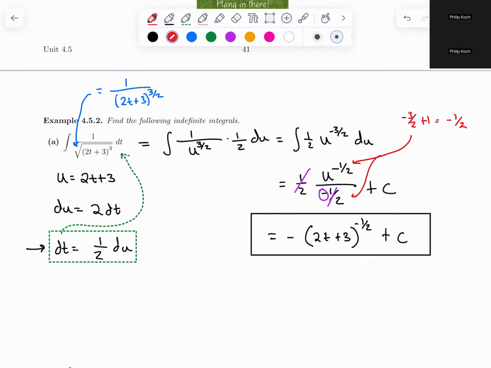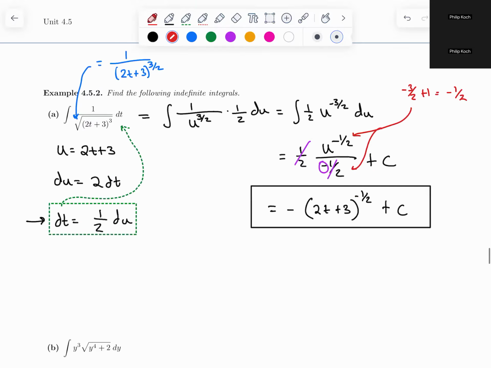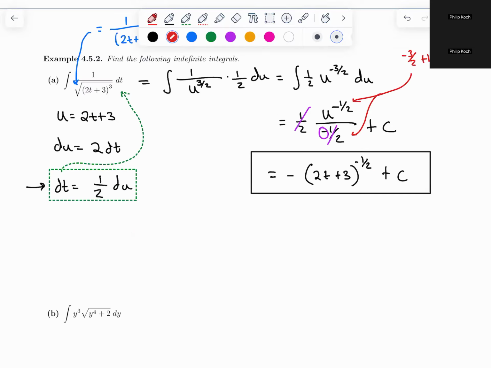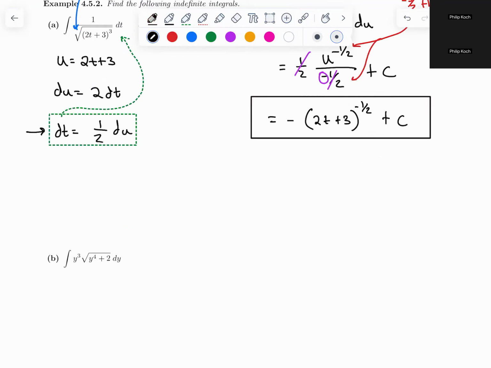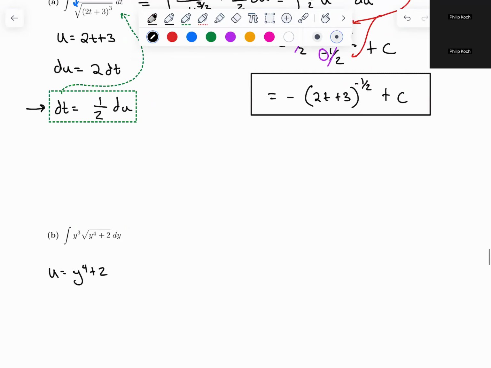That's where that's coming from, by the power rule. Okay. Next one: y to the third power times the square root of y to the fourth plus 2. What would be a good choice for u? Y to the fourth plus 2. Exactly right. Couldn't have said it better myself. So we're going to make u equal y to the fourth plus 2, so that du is equal to 4y cubed dy.